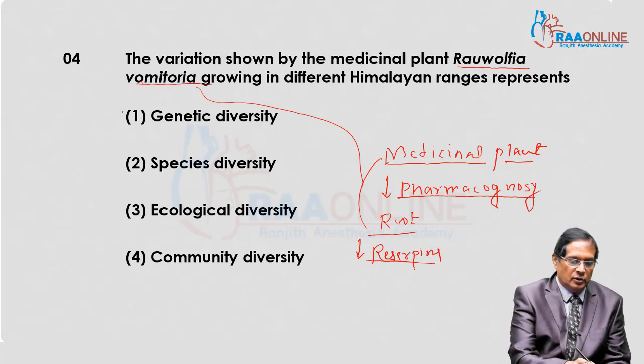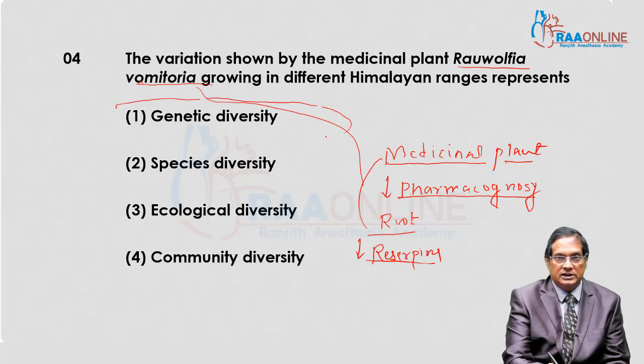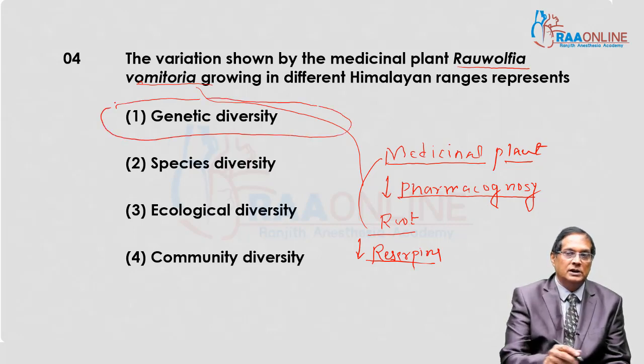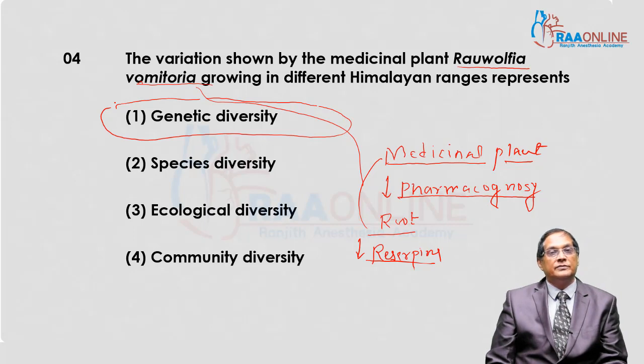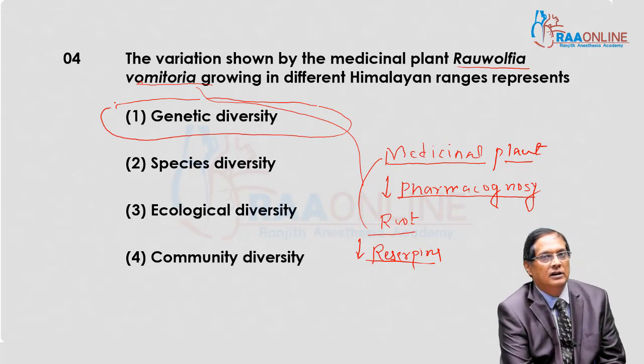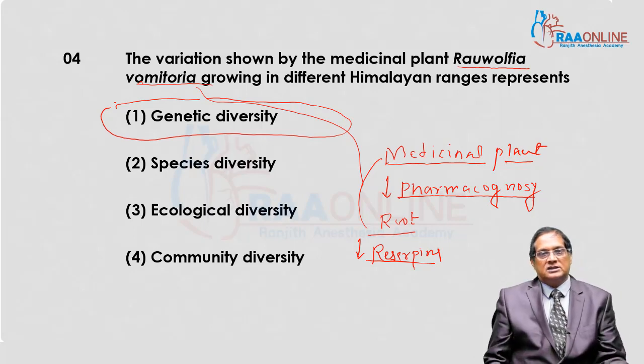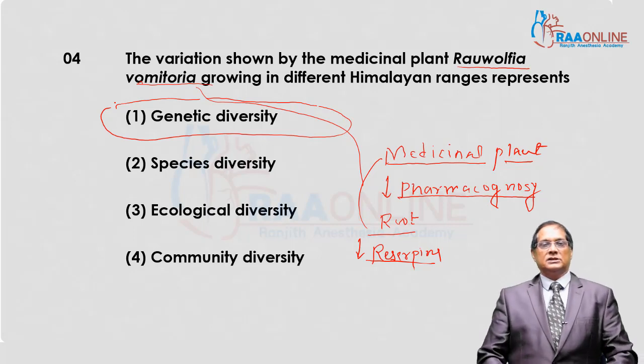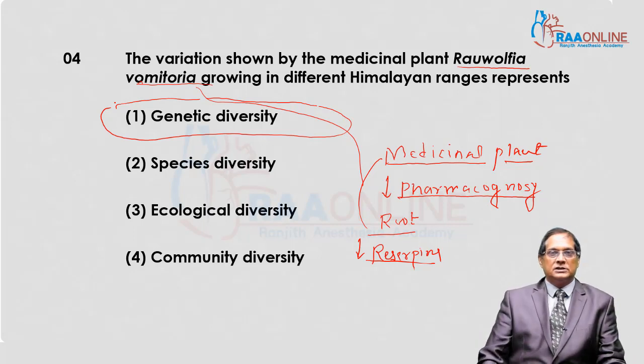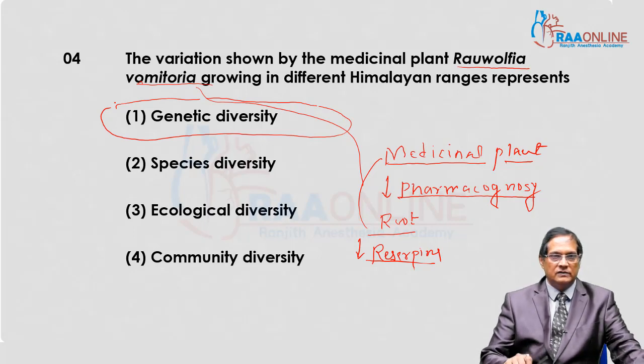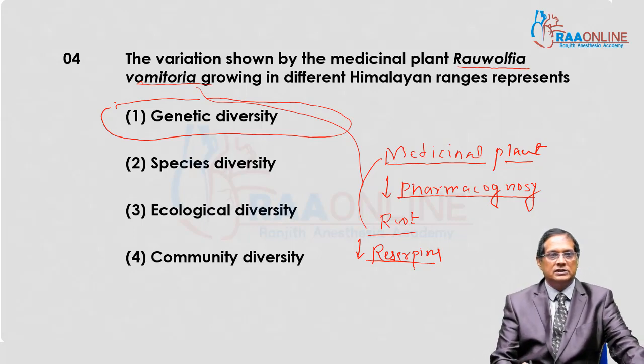This is a good example of genetic diversity, that is, the species is the same but its content differs in quality and quantity. Its content differs, that is, the expression of the gene differs. Expression of the gene is dependent on that particular surrounding. This is genetic diversity. This is a good example of genetic diversity.